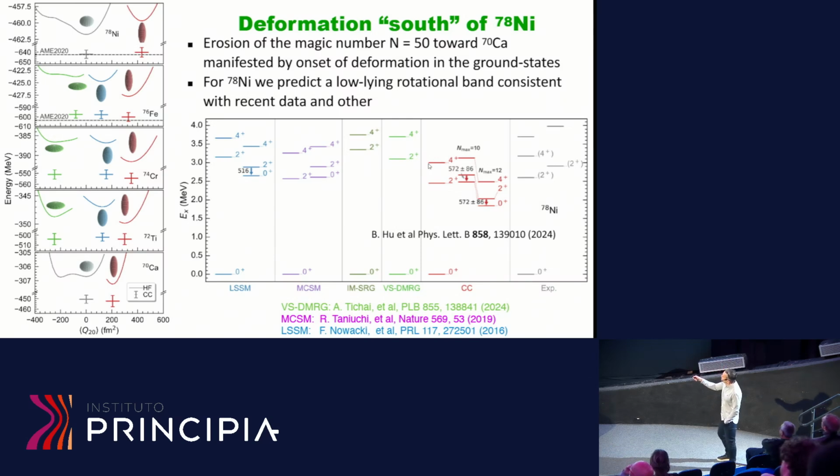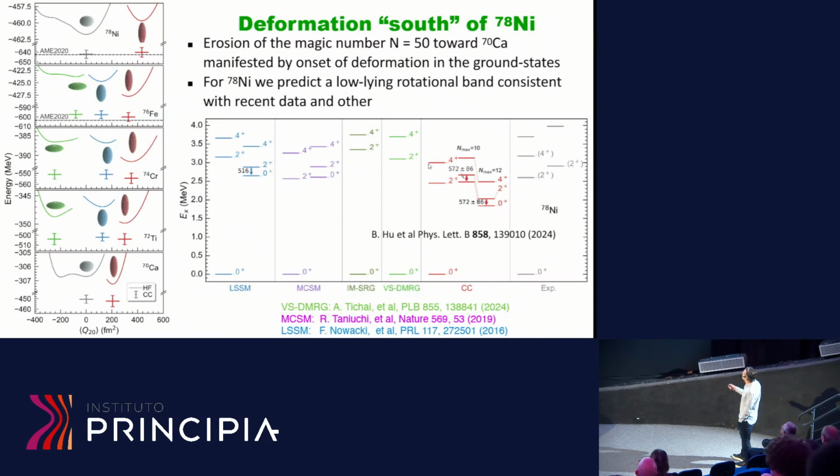Interestingly, you can see as we move towards calcium 70, the potential energy surface starts to flatten, which indicates a more complicated structure here. So there will be more mixing between different references with different shapes. And our technology at the moment does not allow for generator coordinate methods that would allow for mixing of different shapes in this nucleus. So describing nuclei here is still a challenge.